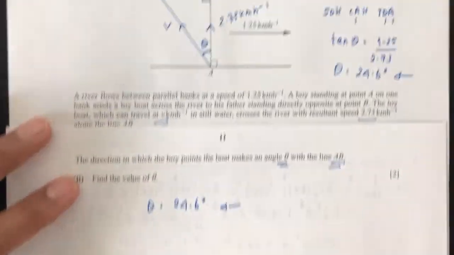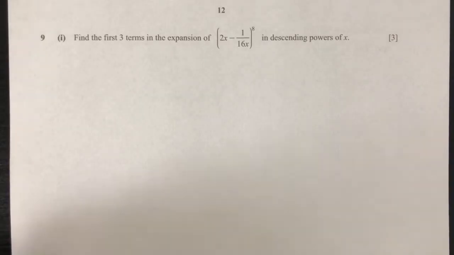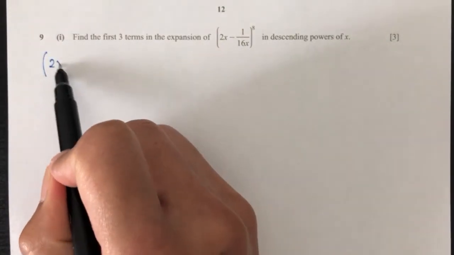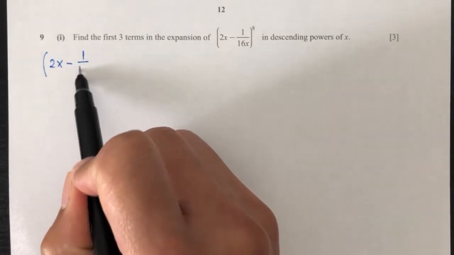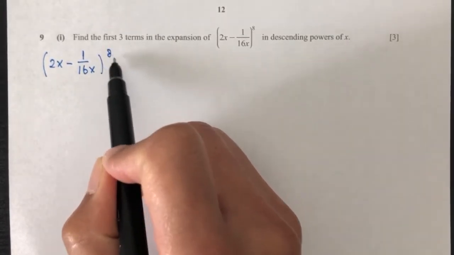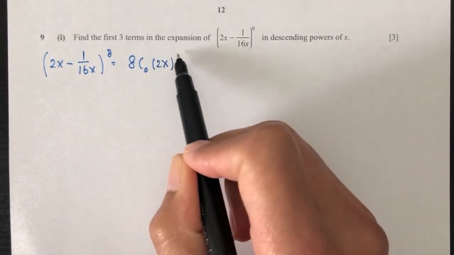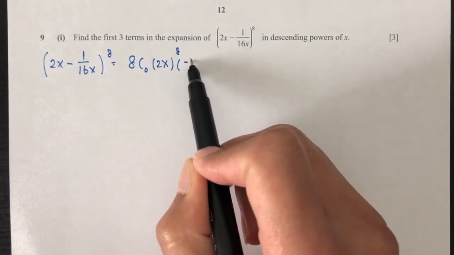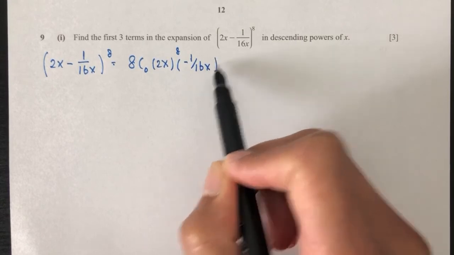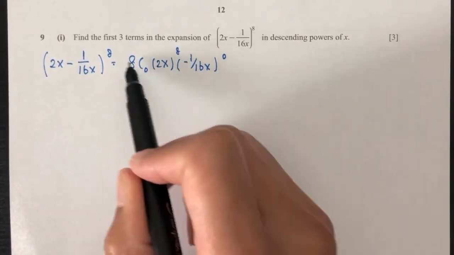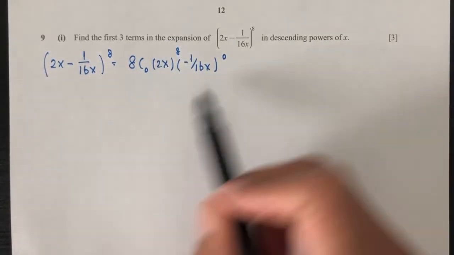So that will be question number 8. Question number 9, part 1. Find the first 3 terms in the expansion of this function. Very easy. So first, the first term is 8 choose 0. Then we have 2x to the power 8, and this is minus 1 over 16x to the power 0. This always is equal, and this will be 8 minus 0, which is 8.